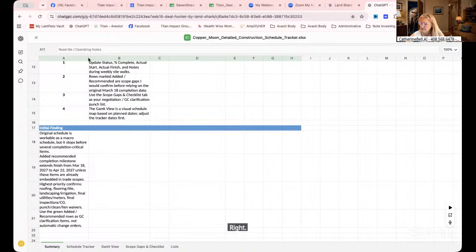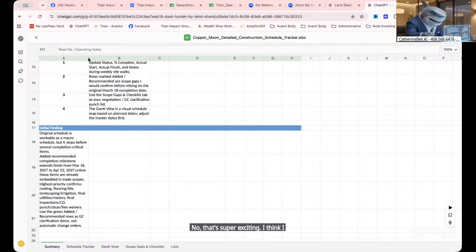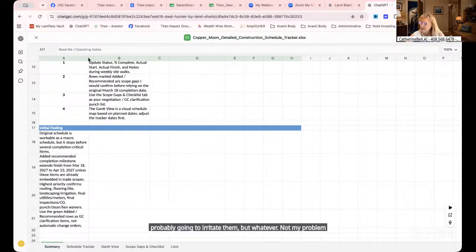That's super exciting. I think I'm going to do it. It's probably going to irritate them, but whatever, not my problem. They need to stay on time and on budget, because time is money.